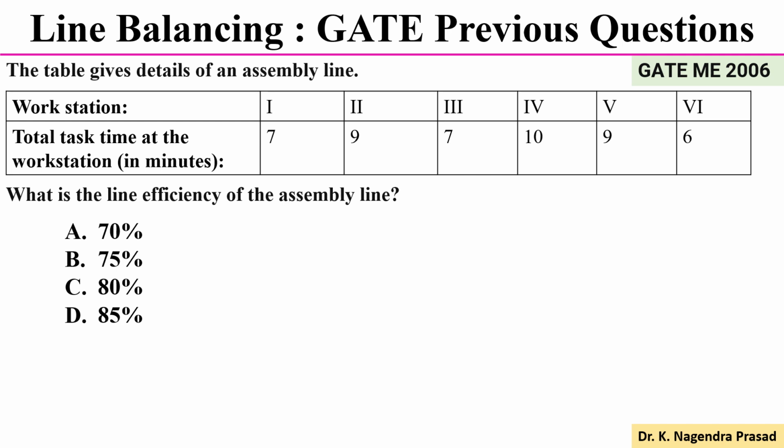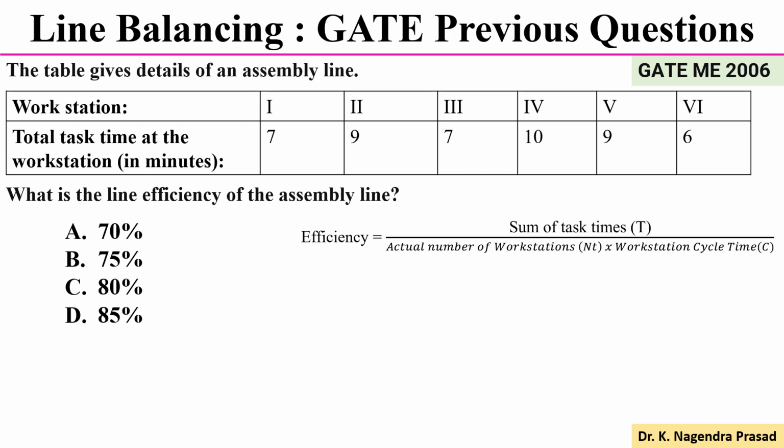This question is given in GATE 2006 for mechanical paper. Let's see the solution. Here I have to determine the line efficiency. We know the formula for the line efficiency, that is line efficiency equal to sum of task times divided by actual number of workstations into workstation cycle time. So here I have to determine the total task times or sum of the task times, the number of workstations and the cycle time.